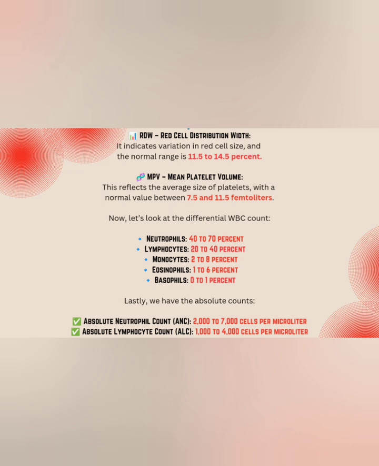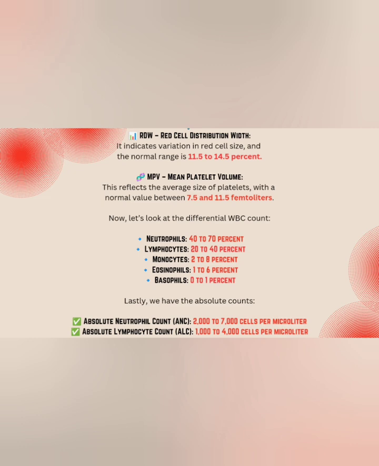Now let's look at the differential WBC count. Neutrophils 40 to 70%, lymphocytes 20 to 40%, monocytes 2 to 8%, eosinophils 1 to 6%, basophils 0 to 1%.